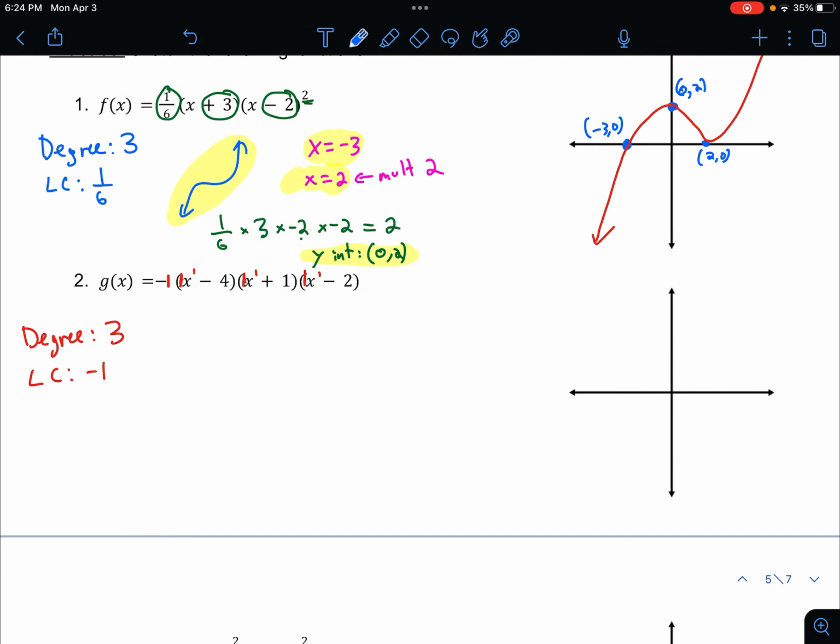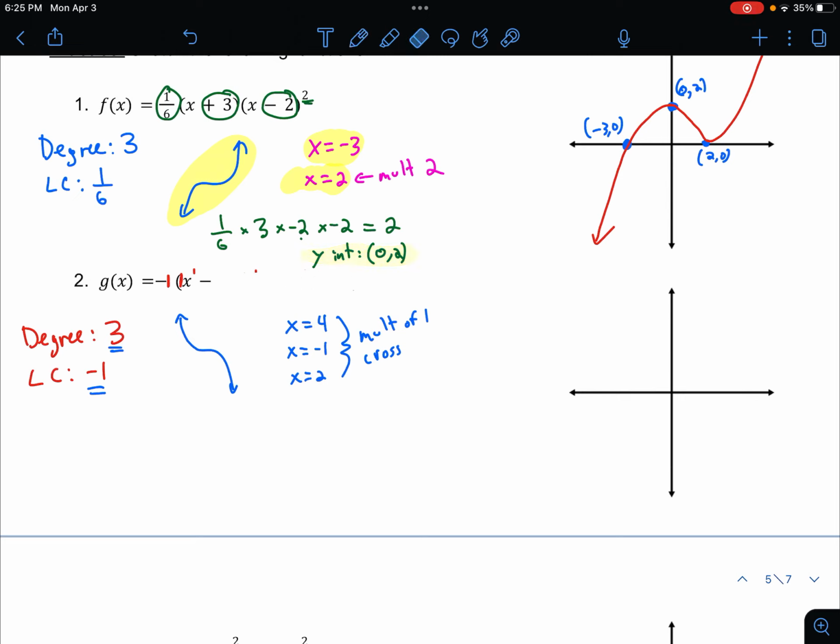This tells me my graph is going to look something like this. It is an odd degree, 3, so it's opposite end behavior, and it's upside down because our leading coefficient is -1. Then I want to think about what are my intercepts. So x-intercepts, we have x equals 4, x equals -1, x equals 2. All with a multiplicity of 1, meaning we need to cross the x-axis at these points.